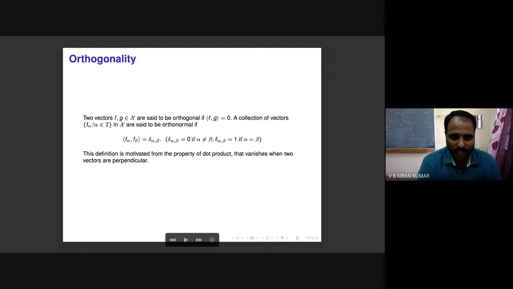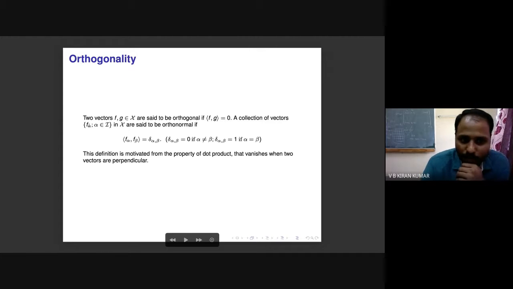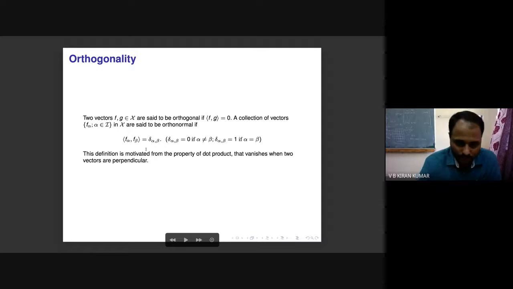And if you have an arbitrary collection, a family of vectors, we say that it is orthonormal if two distinct vectors are orthogonal to each other and the norm of each vector f alpha is equal to 1. Okay, so that is denoted by the Dirac delta function like this.